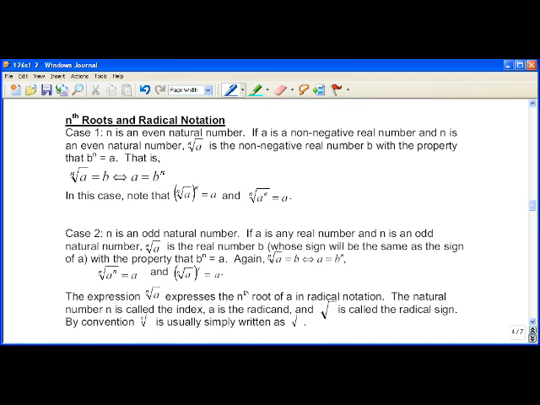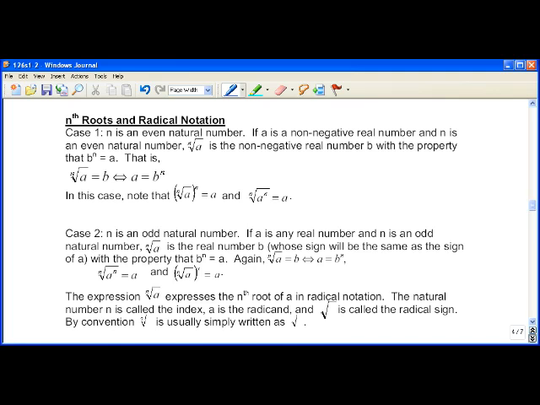Case 1. N is an even natural number. If A is a non-negative real number, and if N is an even natural number, the nth root of A is a non-negative real number B with the property that B to the N equals A. That is, nth root of A is B, same thing as A equals B to the N. In this case, note that the nth root of A to the N equals A, and the nth root of A to the N, the other way, is still A.